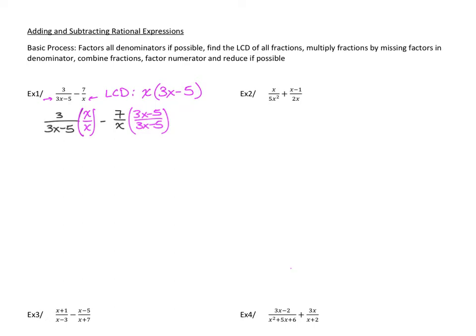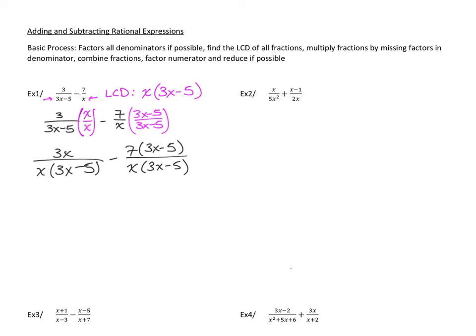I like having the single variable in front of a set of parentheses. So this first fraction will end up being 3x in the numerator, because we can just multiply the numerators together. And in the denominator, we will have x times 3x minus 5, minus 7 times 3x minus 5, all over x times 3x minus 5. And what you can see now is that each fraction has the same denominator, which means we can combine these fractions together.